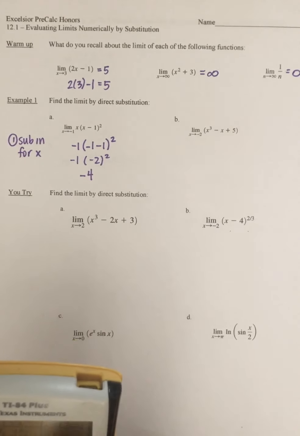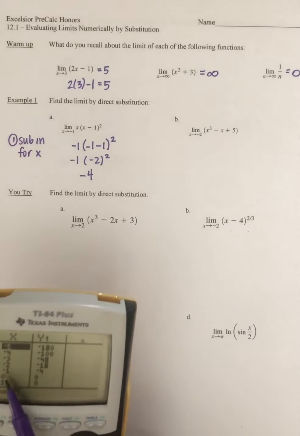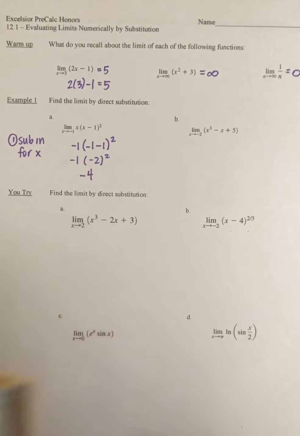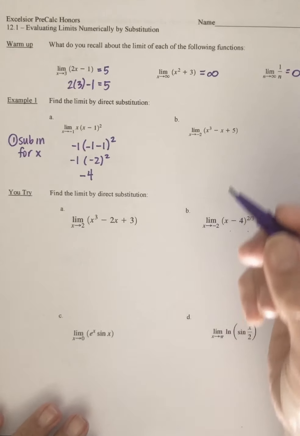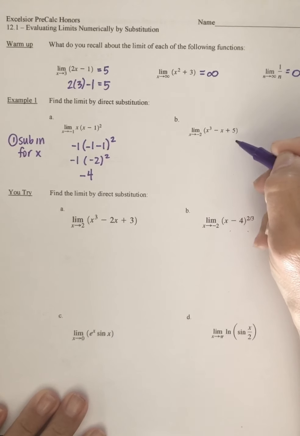When x is negative, oh, I looked at negative 4, silly me. When x is negative 1, your y value is negative 4. So like I said, you can use your calculator, but every once in a while using your brain would actually help here.